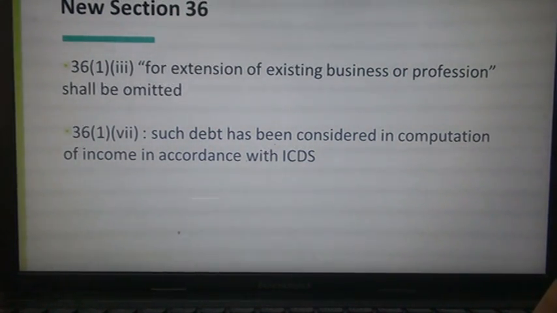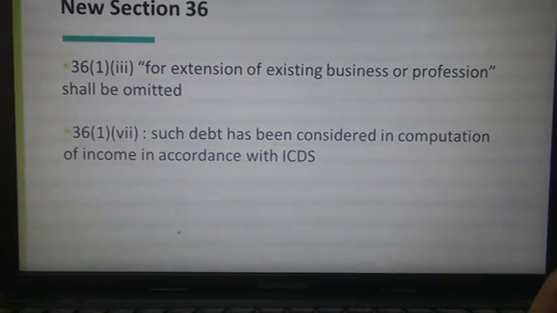Section 36(1)(iii) was basically for interest which was paid on money borrowed for an asset purchased for business or profession. So the words extension of existing business or profession have been omitted. And 36(1)(vii) gave you certain conditions subject to which bad debts was allowed as a deduction. So now they say that such debt which is sought to be allowed under 36(1)(vii) has been considered in computation of income in accordance with the applicable ICDS. That was all with the amendments pertaining to PGBP.